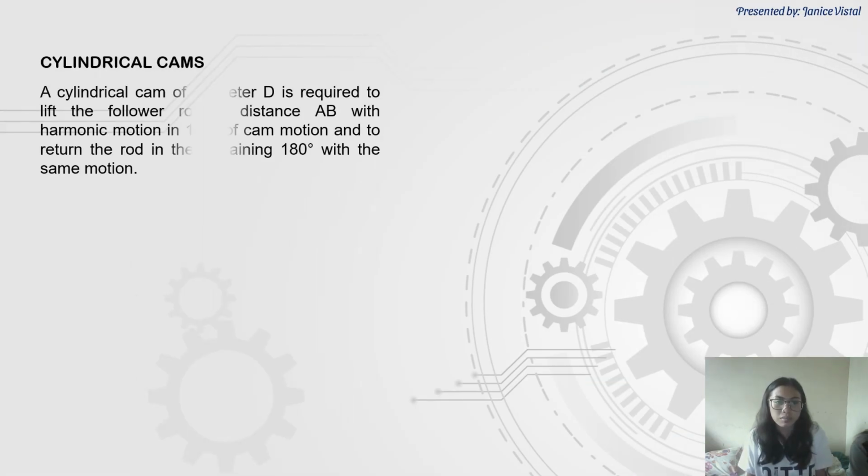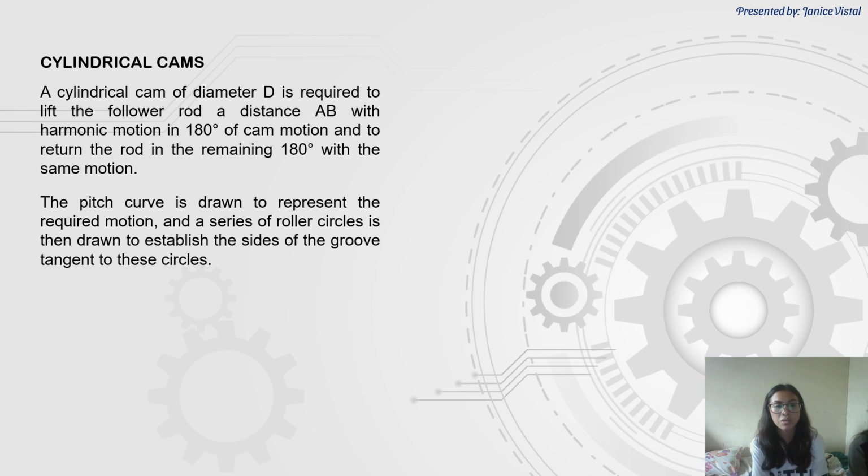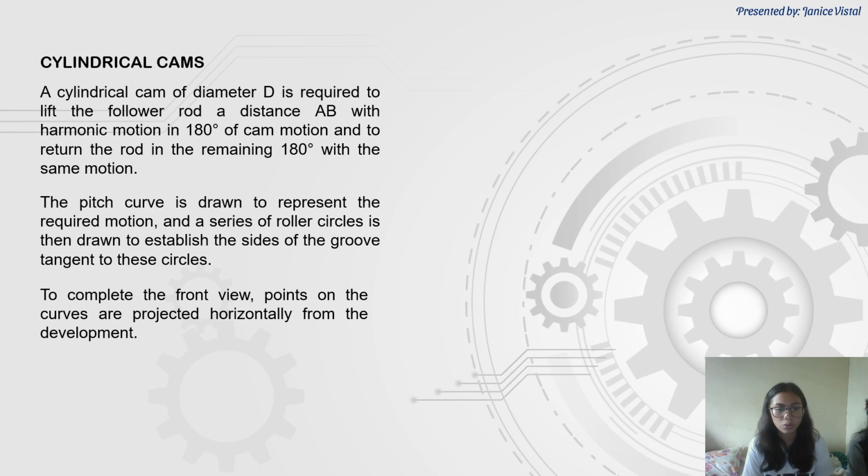Cylindrical cams. A cylindrical cam of diameter d is required to lift the follower rod a distance EB with harmonic motion in 180 degrees of cam motion, and to return the rod in the remaining 180 degrees with the same motion. The pitch curve is drawn to represent the required motion, and a series of roller circles is drawn to establish the sides of the groove tangent to the circles. To complete the front view, points on the curves are projected horizontally from the development.